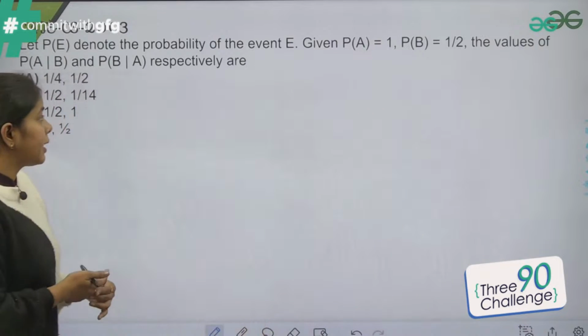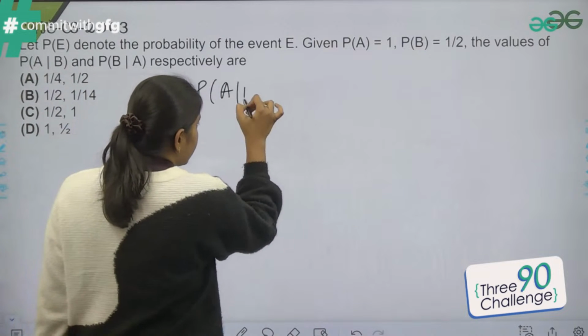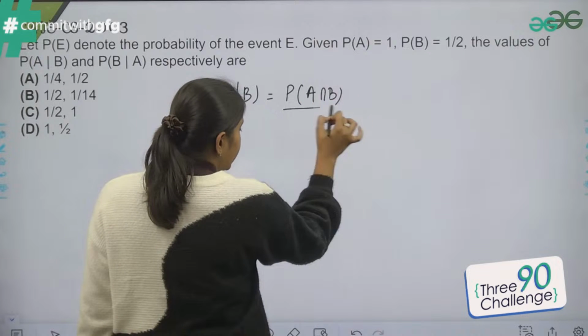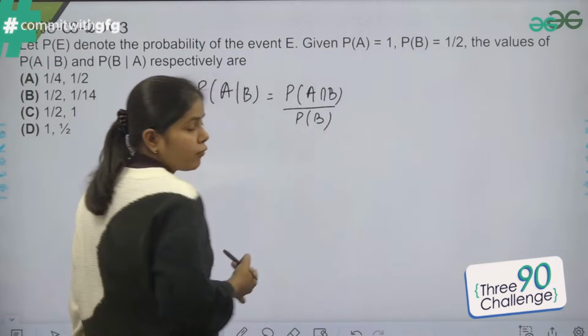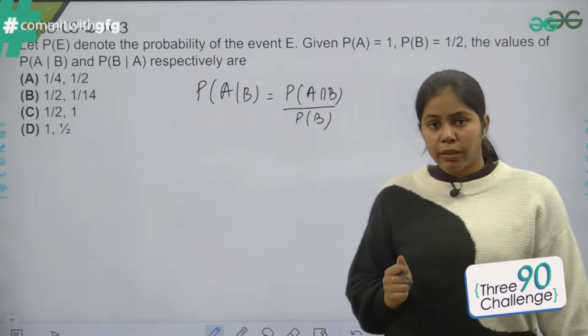What would be the answer here? So what is the formula for probability A given B? If you remember, the formula for probability A given B is probability A intersection B upon probability of B. Now you would ask, how would we find A intersection B?